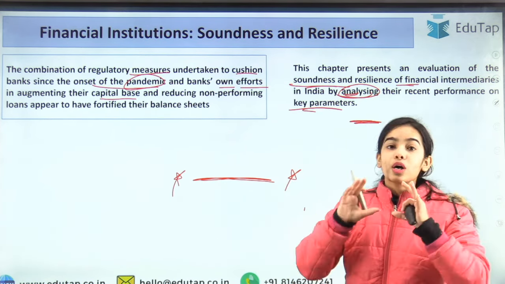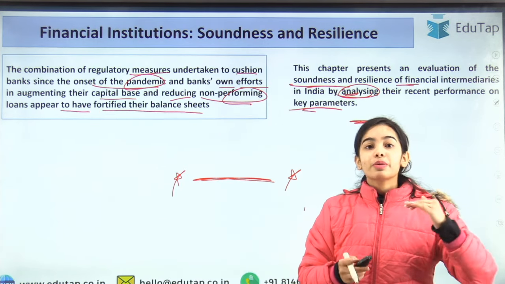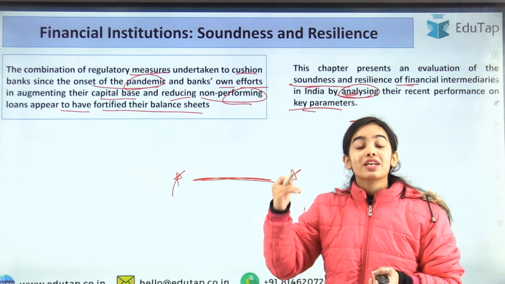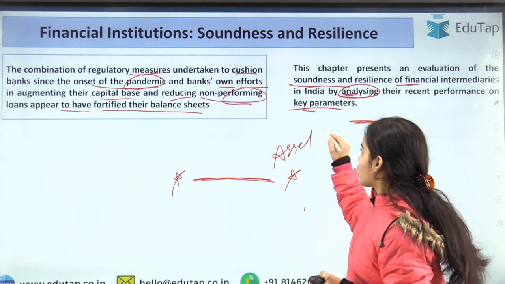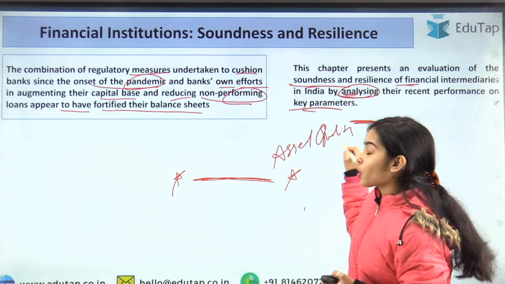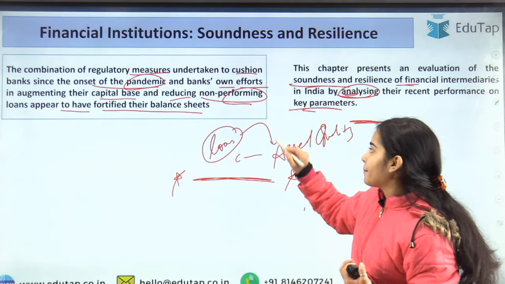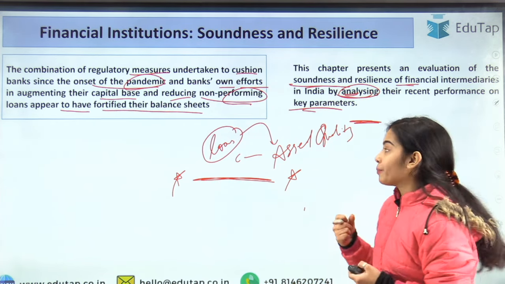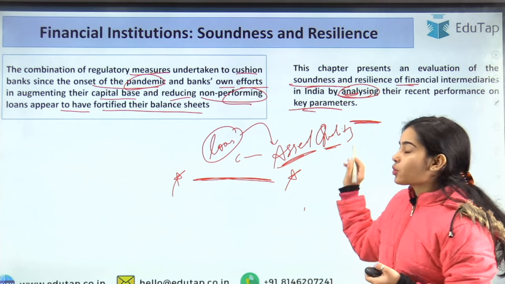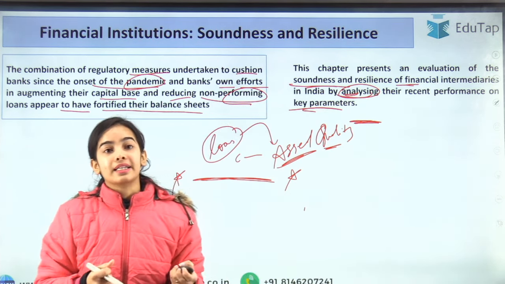Reducing non-performing loans appears to have fortified their balance sheets. So they were maintaining good capital buffers as well as trying to reduce their NPAs. They were trying to maintain the asset quality. For the banks, the loans are the asset, because on the loans the banks are getting the interest. So they have to maintain a good asset quality. That is, if they are giving the loans, those loans should come back. That is the asset quality that they have to maintain.